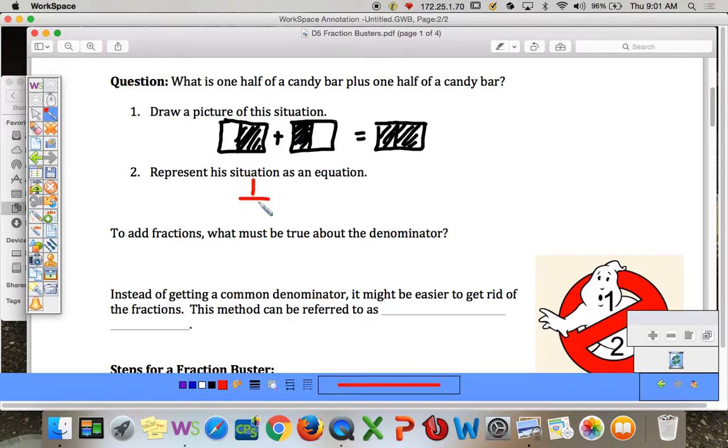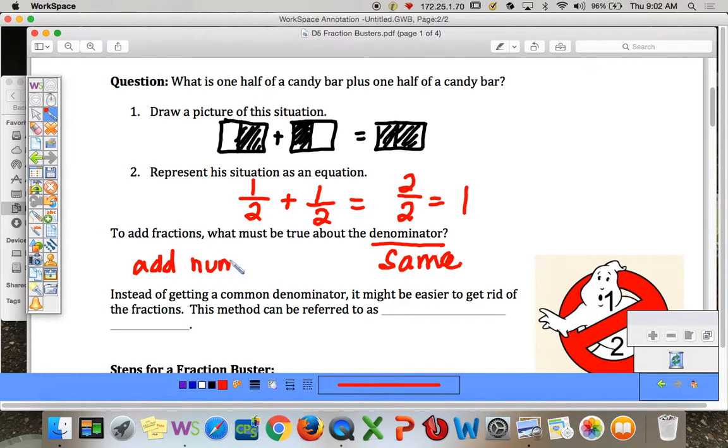All right, so we have 1/2 plus 1/2. And when we add fractions, this equals 2 halves. Another way we can write that is 2 halves or 1 whole. So when you add fractions, the denominator has to be the same. And then if the denominator is the same, you can add the numerator. So adding the numerator means we're adding 1 plus 1 to get the 2, and we keep the denominator the same. And then we have 2 over 2, which we know from yesterday equals 1.